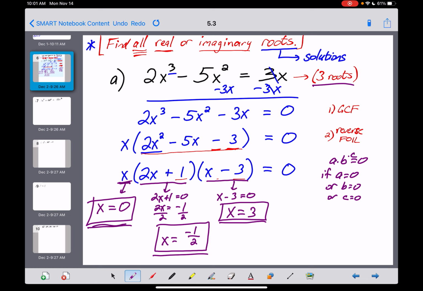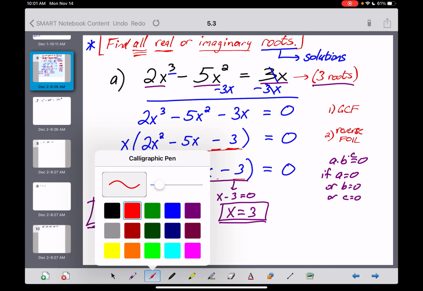Real quick, if I plugged a 0 in here, you'll notice that all of these terms contain a factor of x. So that would be 0 minus 0 equals 0. Yeah, that one's pretty quick and easy to see. How about x equals 3? Let's think about that one here.